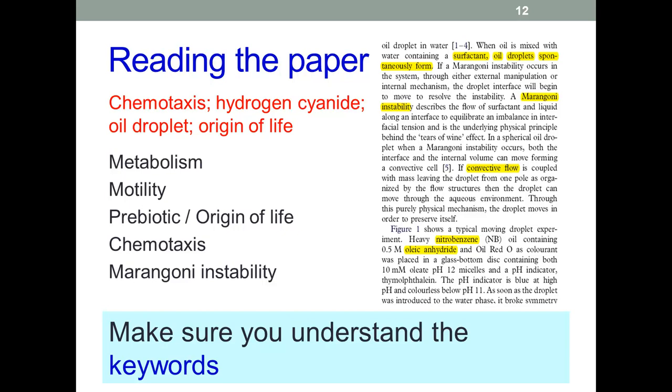Okay, so the takeaway message there is make sure you understand the keywords. Perhaps do a quick read of the paper, go through highlighting the stuff you think you're going to need to understand, look at the definitions, get your head around them, and then come back and read the paper in more detail.